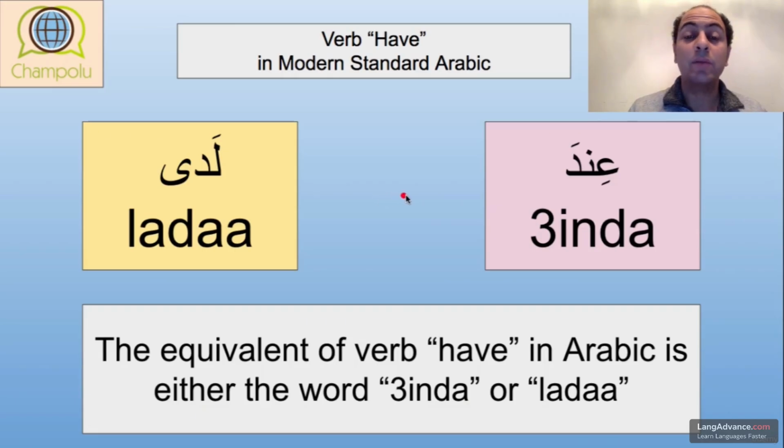Instead, they are classified as something called ظرف مكان, or a word that indicates location. So they are more like when you say with or at. So, for example, when we say I have a car, we don't actually use the word have as a verb, but we say something like with me a car, if this makes it easier to understand. So we will see how to use these two words in expressing the meaning of the verb have in English.